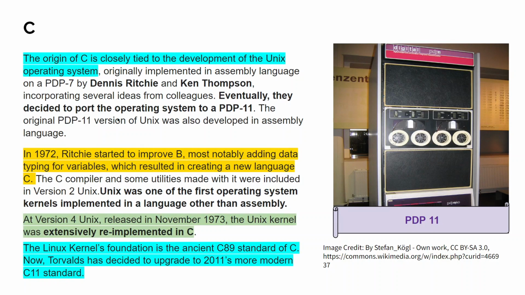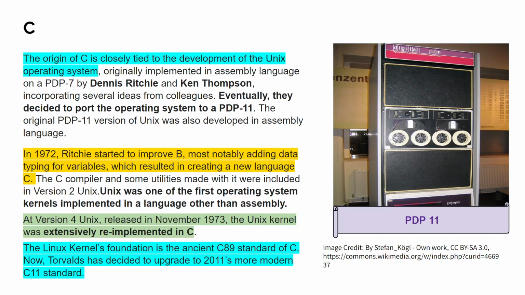So we started our lecture from this line. The origin of C is closely tied to the development of the Unix operating system, originally implemented in assembly language on a PDP-7. Before PDP-11 there was another system called PDP-7, in which our Unix operating system was implemented in assembly language. And when PDP-11 became available in Bell Labs, they tried to switch or port the operating system to PDP-11.